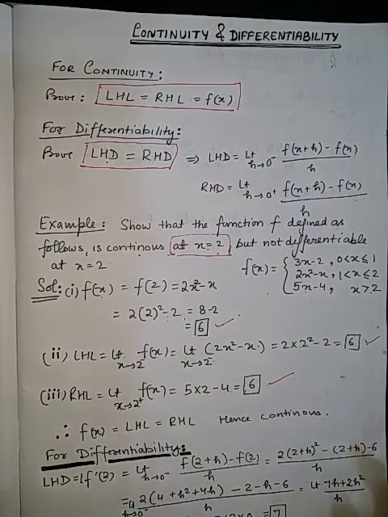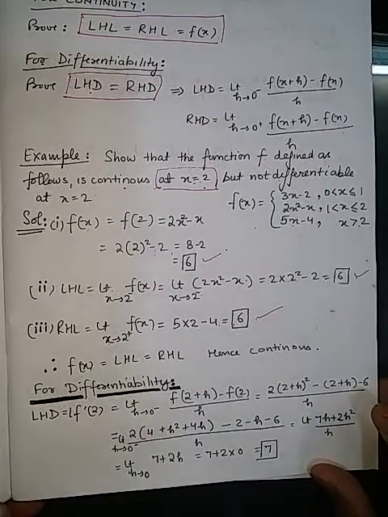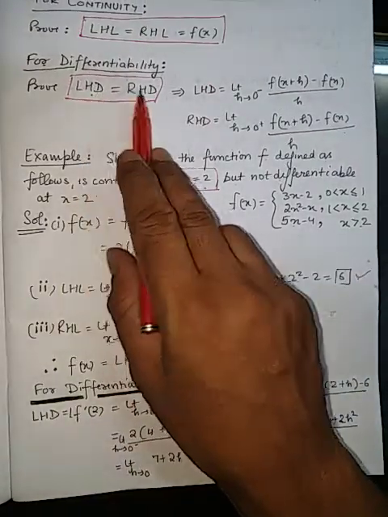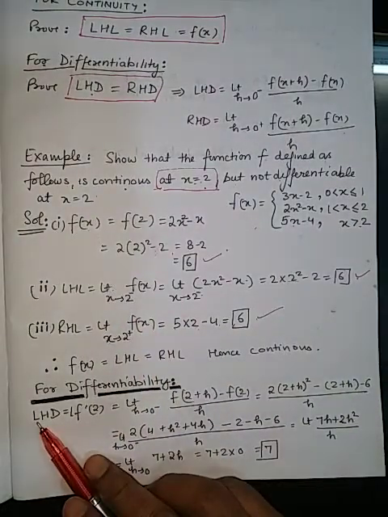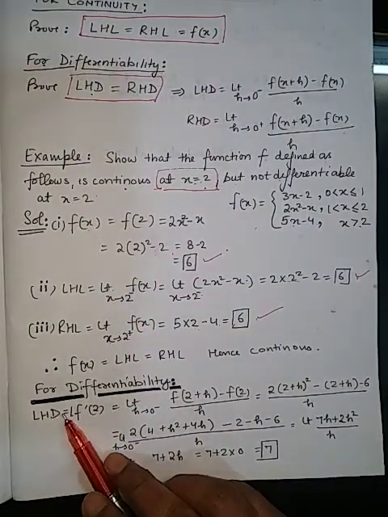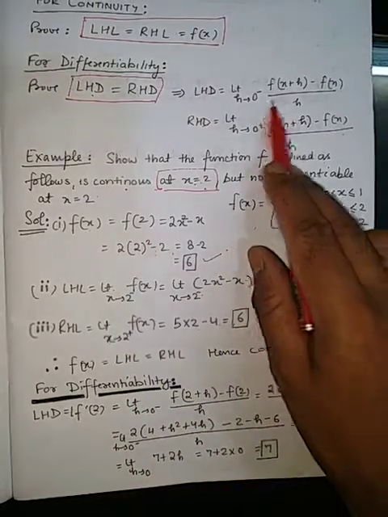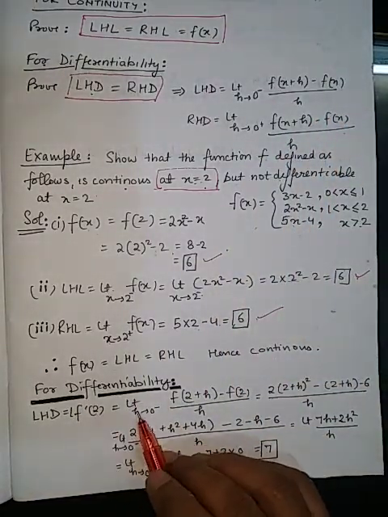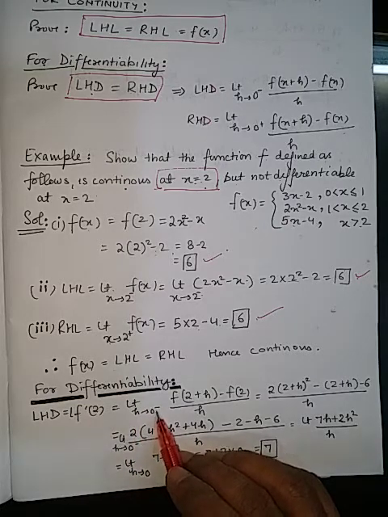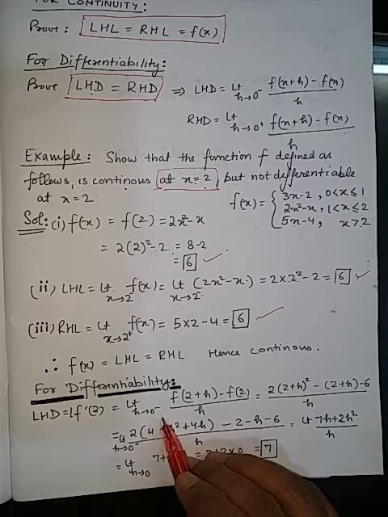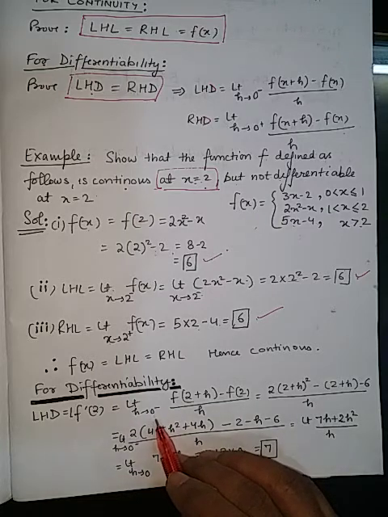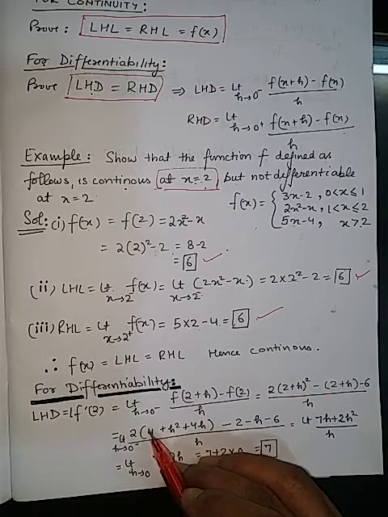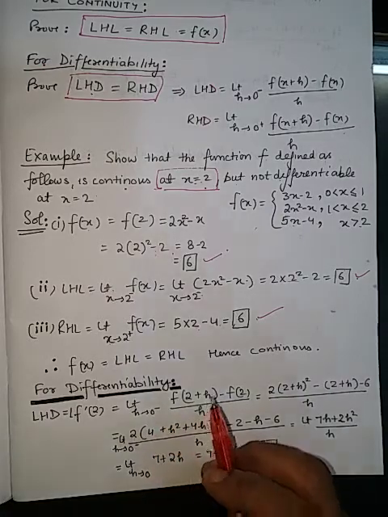Now how to find the differentiability? How to find the differentiability that we have discussed? These two should be equal. So left hand limit, how to find the left hand limit? We have discussed the formula also. At x equals to 2, limit h tending to 0 minus. Why 0 minus? Because we have to check the differentiability in this case at x equals to 2.